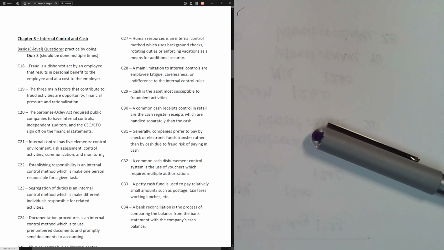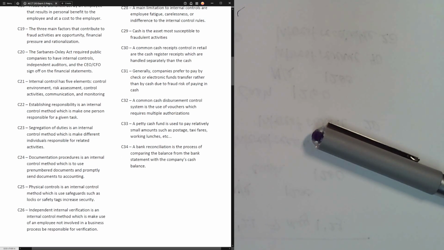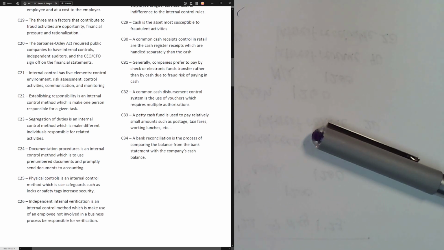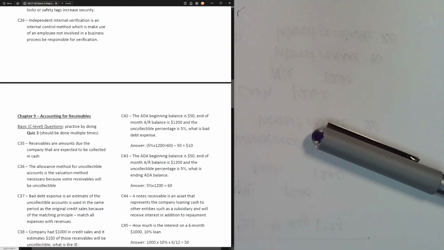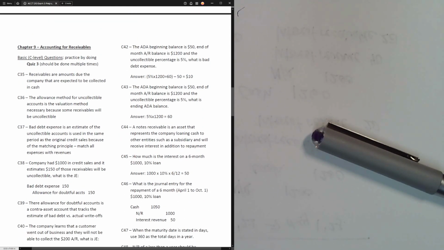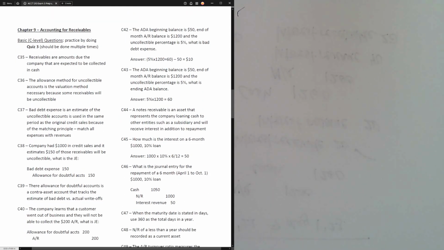So chapter 8, internal control and cash. Again, no actual calculation. We'll have a calculation in the B and A's. Chapter 9, which was receivables, we do have a couple of basic calculation questions. So let's go ahead and look at this.